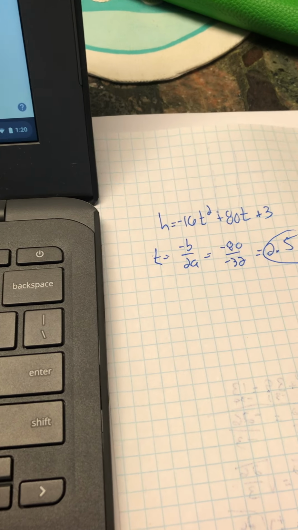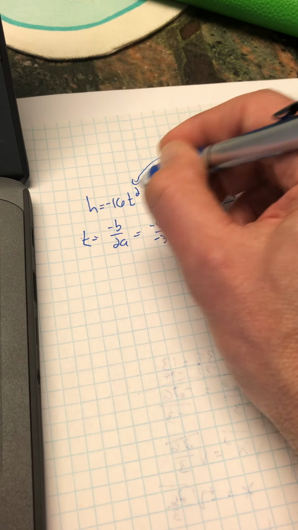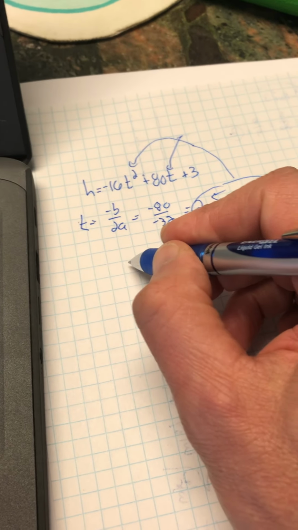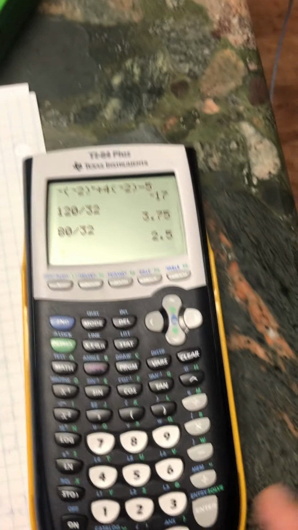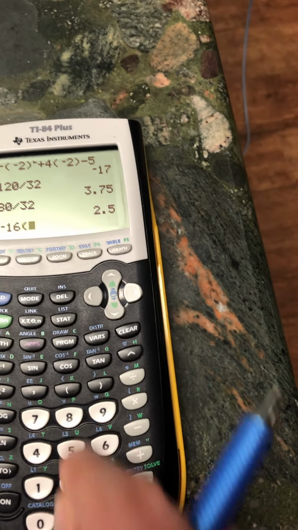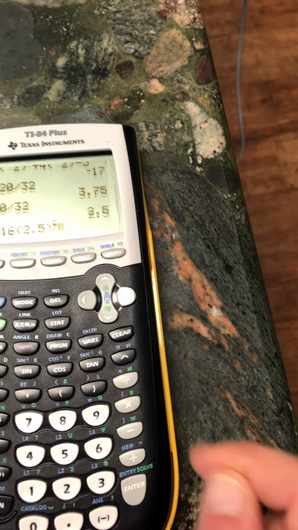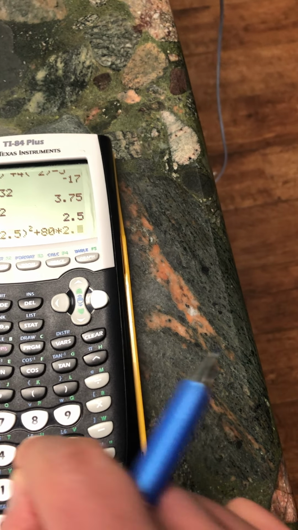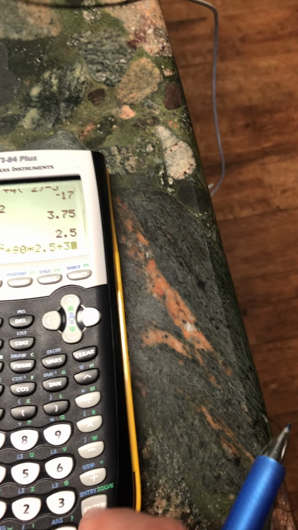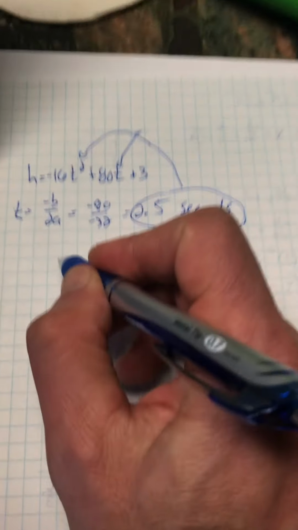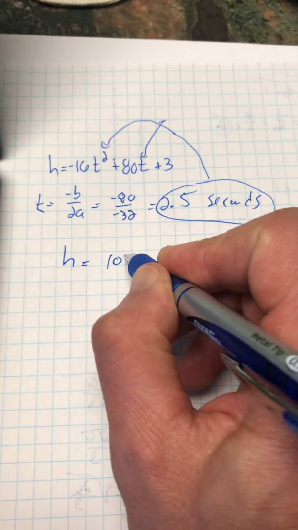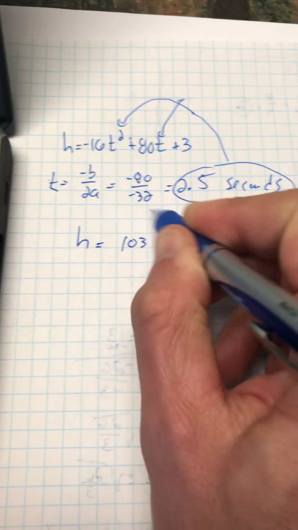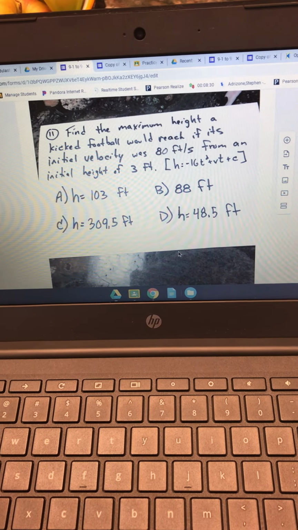So it's going to take 2.5 seconds. Now let's take 2.5 and plug it back in to see what the actual height is. I go to my calculator: negative 16 times 2.5, closed parentheses squared, plus 80 times 2.5, plus 3, and I get 103 feet. h equals 103 feet. If I look at my answer there, it was letter A as well.